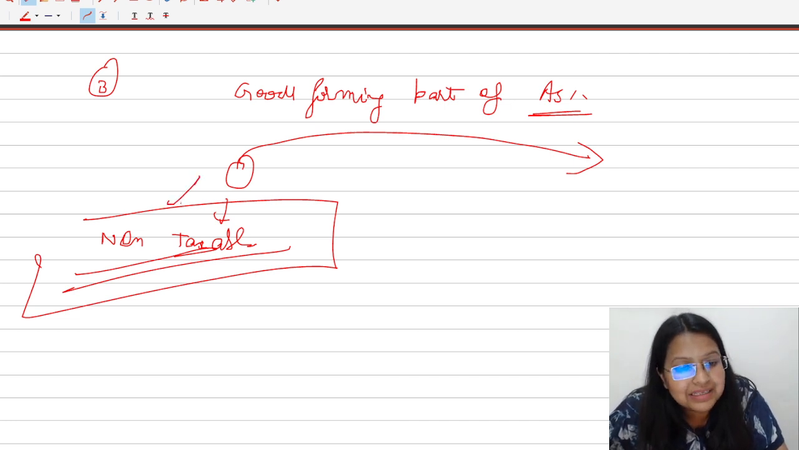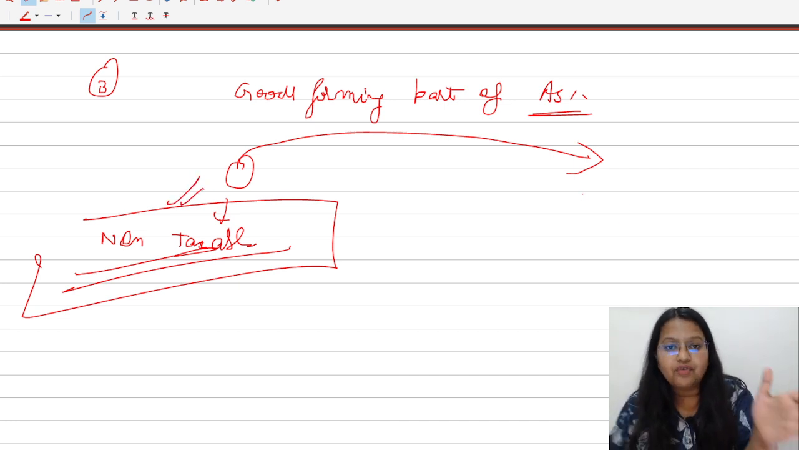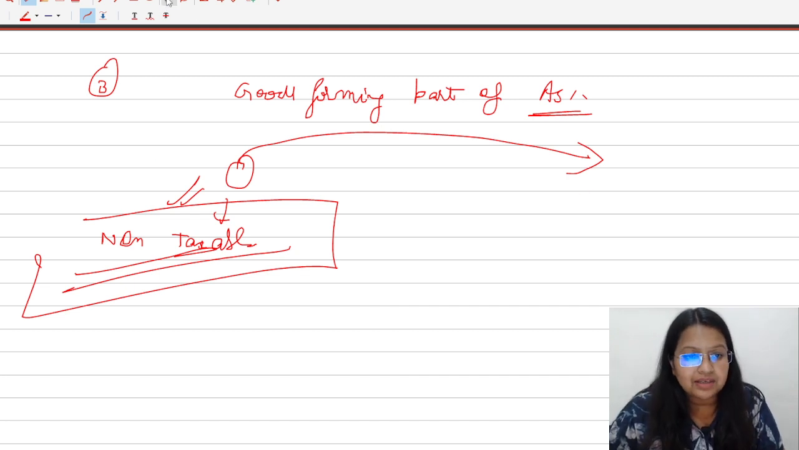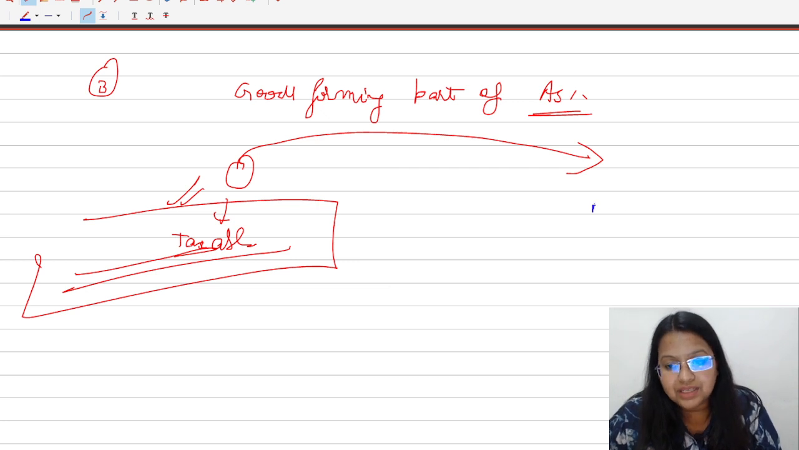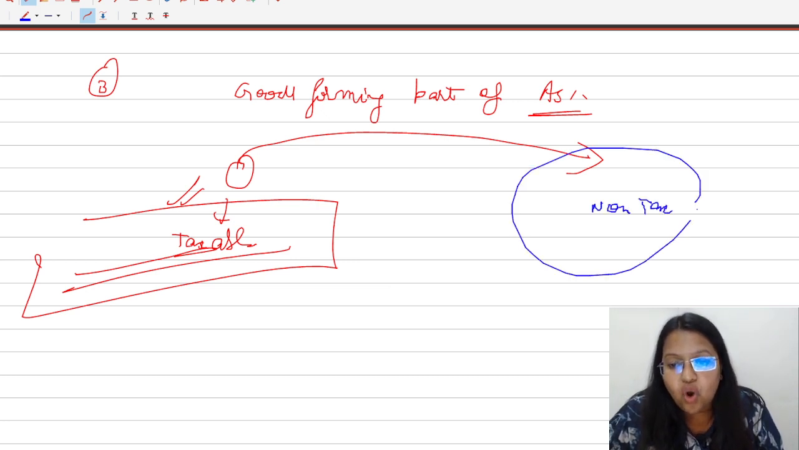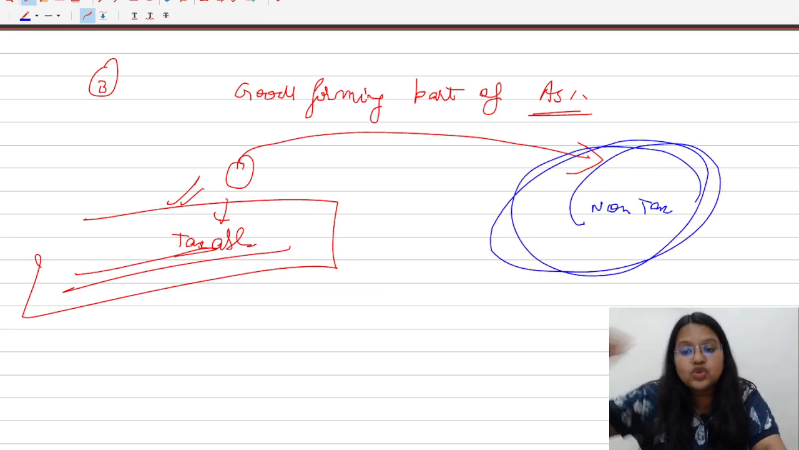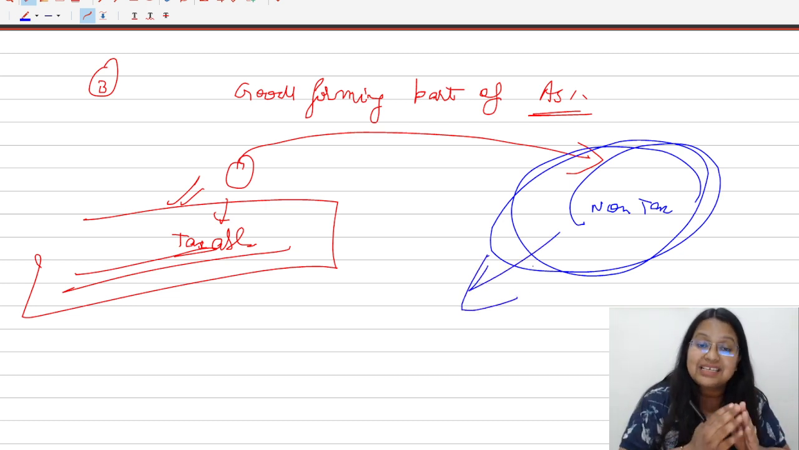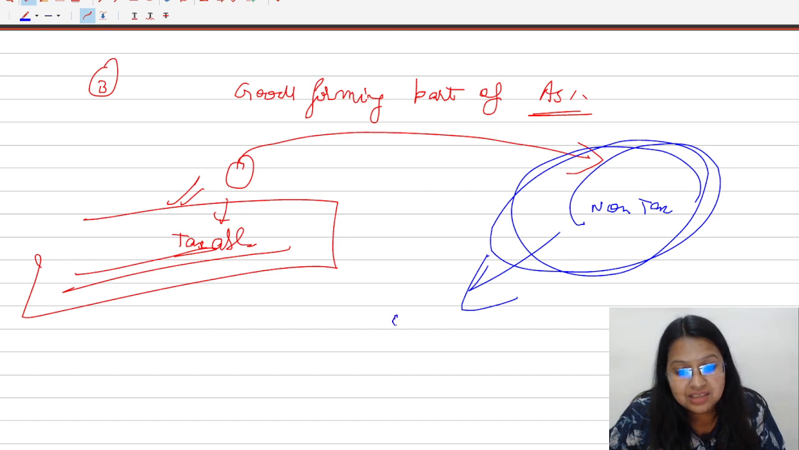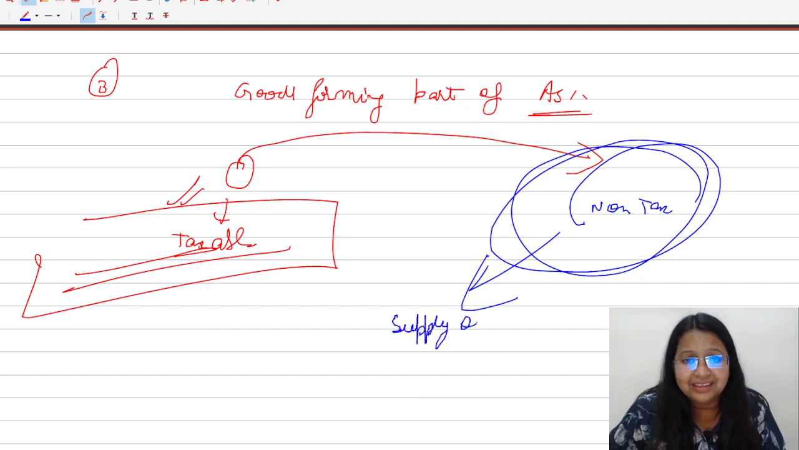that if the person now becomes from a taxable person to a non-taxable person, it means previously the person was a taxable person, now the person is a non-taxable person. So on this date, when the person ceases to be a taxable person, all the goods which are a part of their business assets will be treated as supply of goods. And why are they doing this?